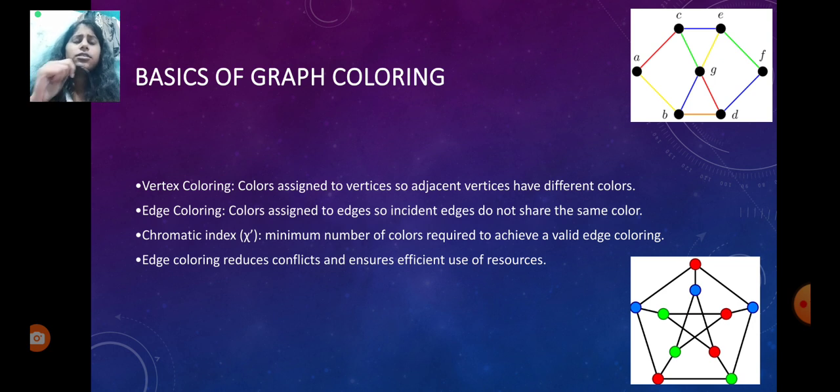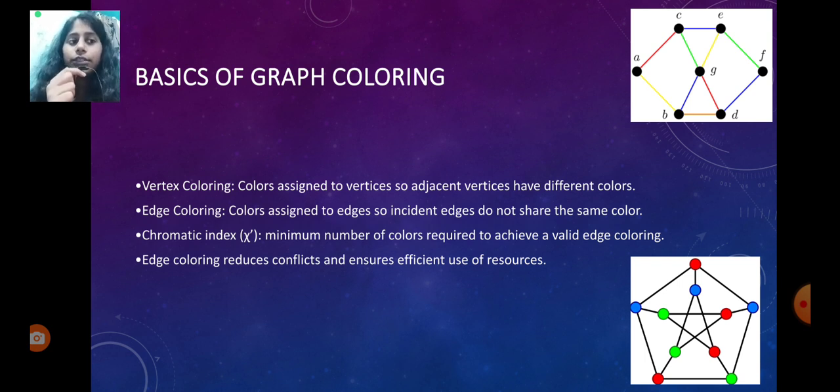Chromatic index. The chromatic index tells the minimum number of colors required for coloring a graph, whether it is vertex coloring or edge coloring. So we can see the definition: the minimum colors required to achieve a valid edge coloring is the chromatic index. Chi represents the chromatic index. Edge coloring reduces conflicts and ensures efficient use of resources.